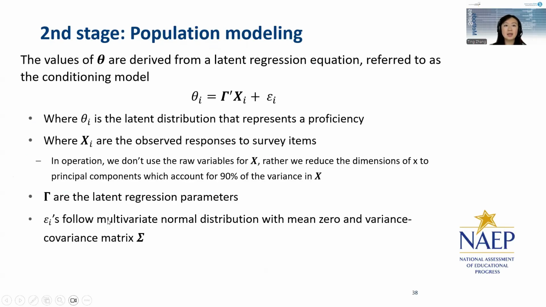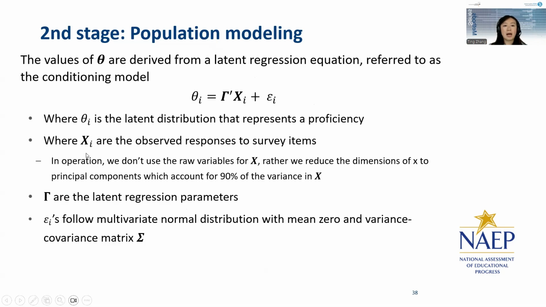That's why in the second stage, we fit a latent regression model to their background information. This model is called the population model. Let's look at the model equation. Theta sub i is a latent distribution that represents the proficiency of the student on the domain we measure.